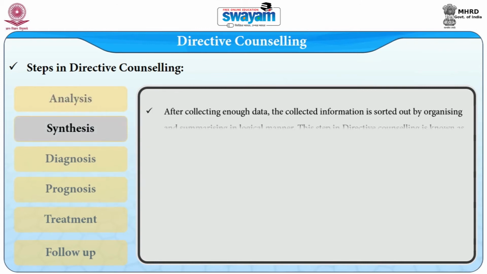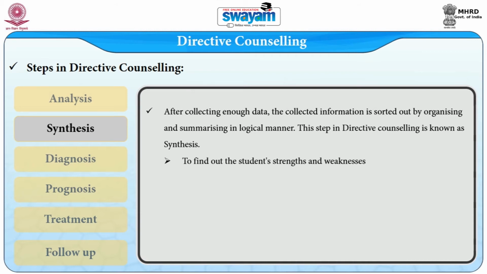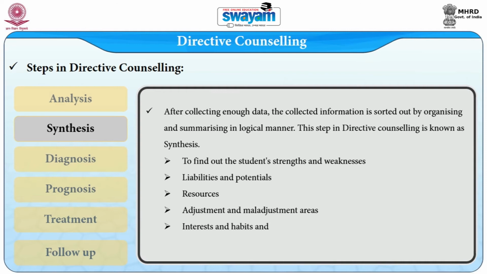Synthesis. After collecting enough data, the collected information is sorted out by organizing and summarizing in a logical manner. This step in directive counseling is known as synthesis. The main purpose of this stage is to find out the student's strengths and weaknesses, liabilities, potentials, resources, adjustment and maladjustment areas, interests and habits, and socio-cultural background of the client.